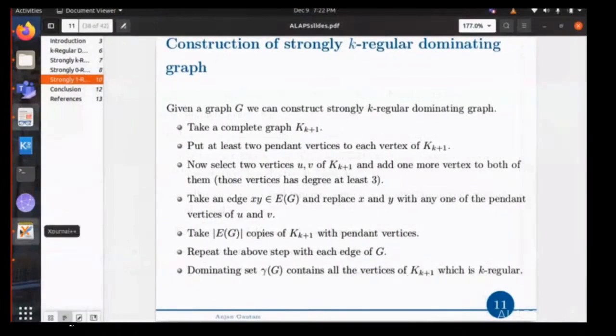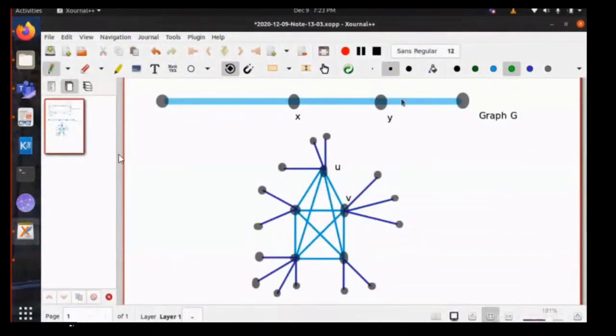Suppose this is a graph. Then we are going to take one complete graph. It is a complete graph with 5 vertices. Now we are giving at least 2 pendant vertices to each vertex, that is 2, 2, here it is 4, here 3, 3. So we are going to determine 2 vertices with at least 3 pendant vertices, that is u and v.